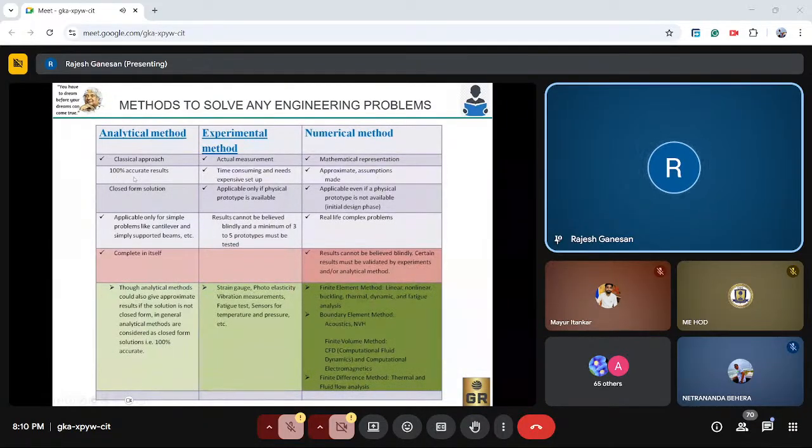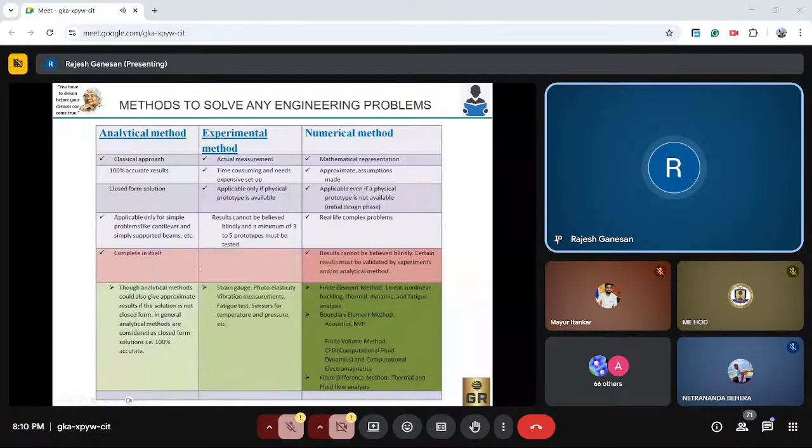Whatever solution we expect, it will be a closed form solution. There will not be any deviations in the solutions. We will get the exact solution with the analytical method. But it is applicable only for problems like cantilever, simply supported beams, etc. Through analytical methods we can also get approximate results where the solution is not closed form. So we will get a 100% accurate result in this analytical method.